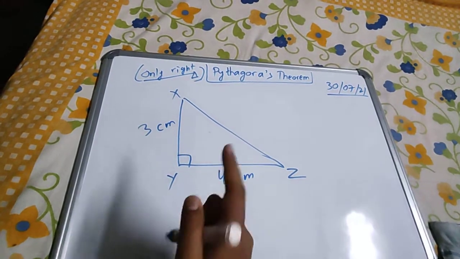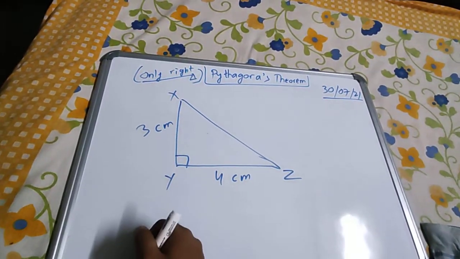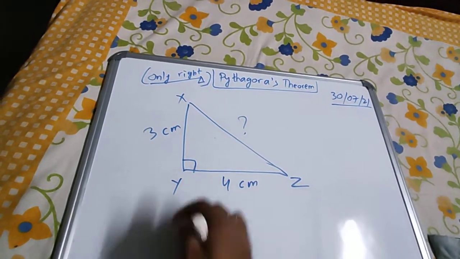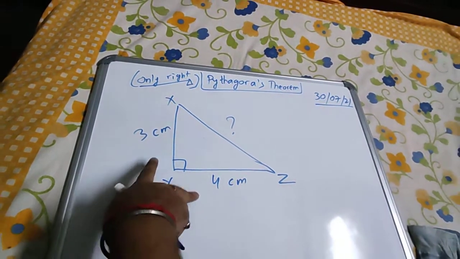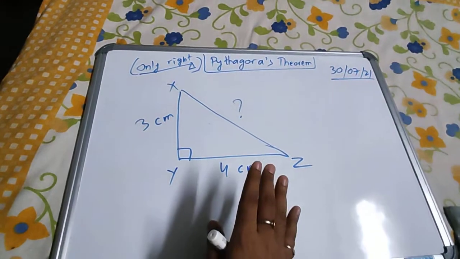sums on Pythagoras theorem. See, a right angle triangle will be given. Two of the sides will be given and one side will not be given. See, question mark. It can be any one. That means suppose these two are given, this one is not given, these two are given, this one is not given, or these two are given, this one is not given. Like that, it may happen.